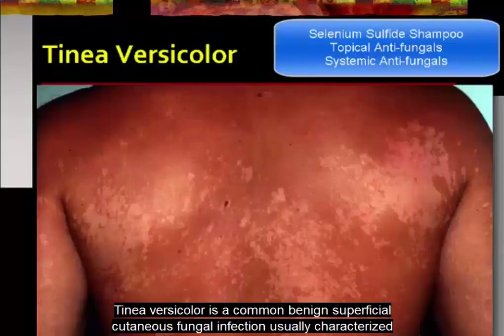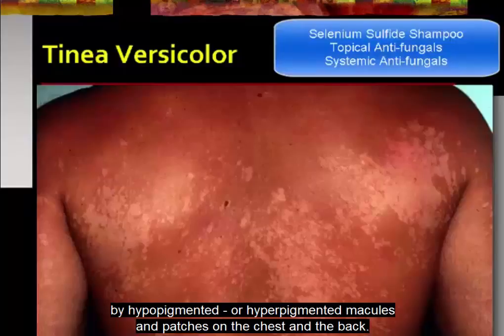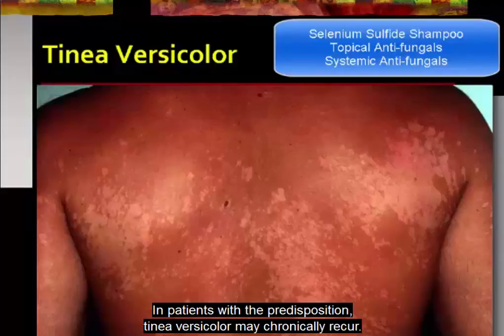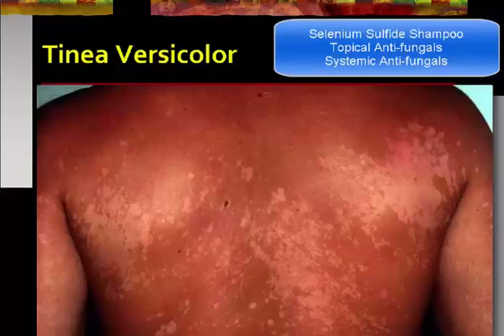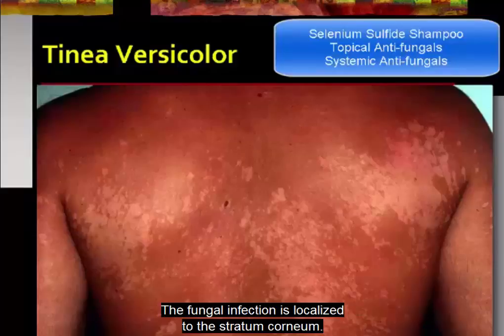Tinea Versicolor is a common benign superficial cutaneous fungal infection usually characterized by hypopigmented or hyperpigmented macules and patches on the chest and the back. In patients with a predisposition, Tinea Versicolor may chronically recur. The fungal infection is localized to the stratum corneum.